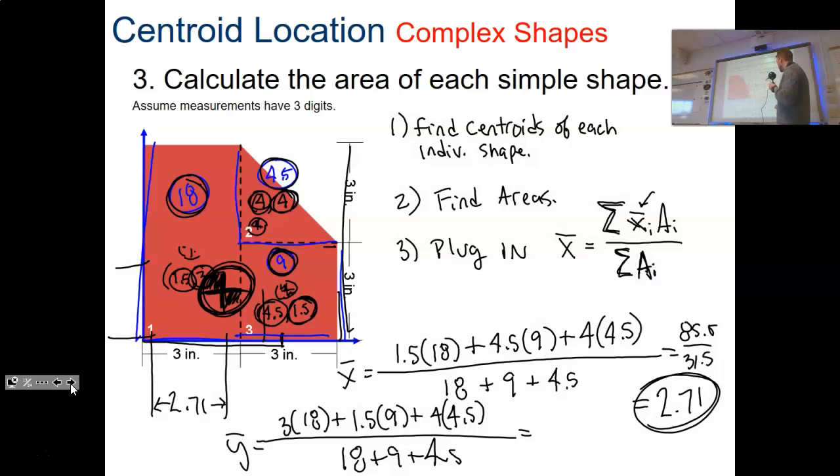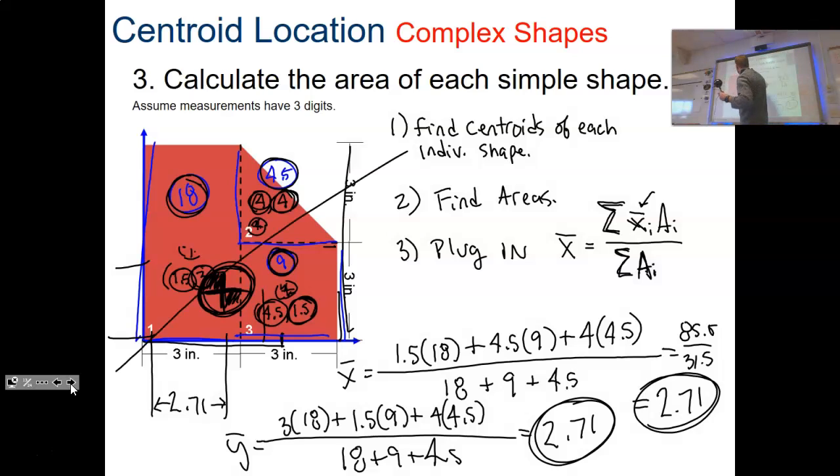And believe it or not, you end up with the exact same number. It's not always going to do that, but this shape is symmetric. It is symmetric along this line, right down the diagonal. So you know the x and y values are going to be 2.71 and 2.71 because this shape is symmetric along that. So if you were to drill a hole 2.71 inches over, 2.71 inches up, you could spin this whole thing on your finger right there.